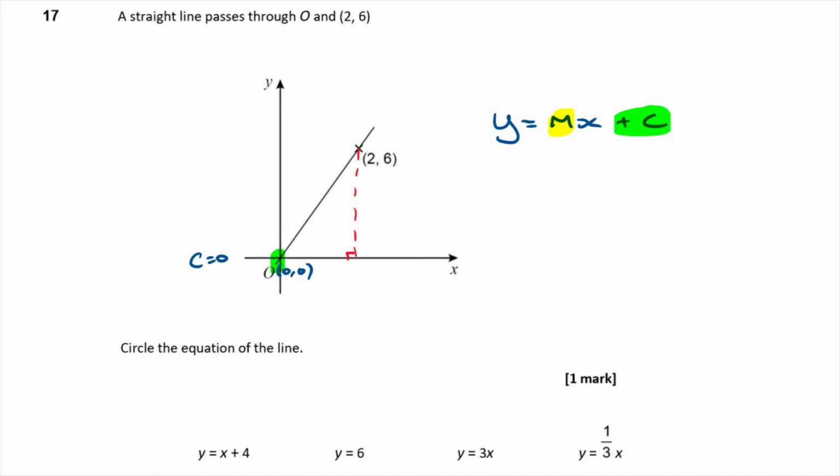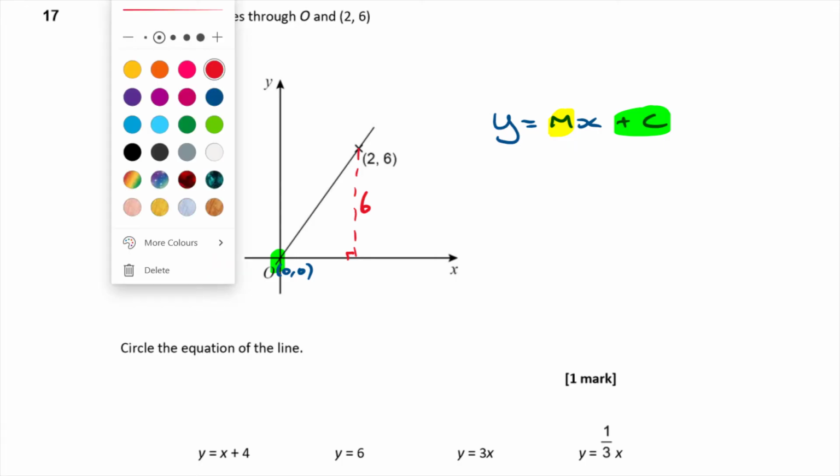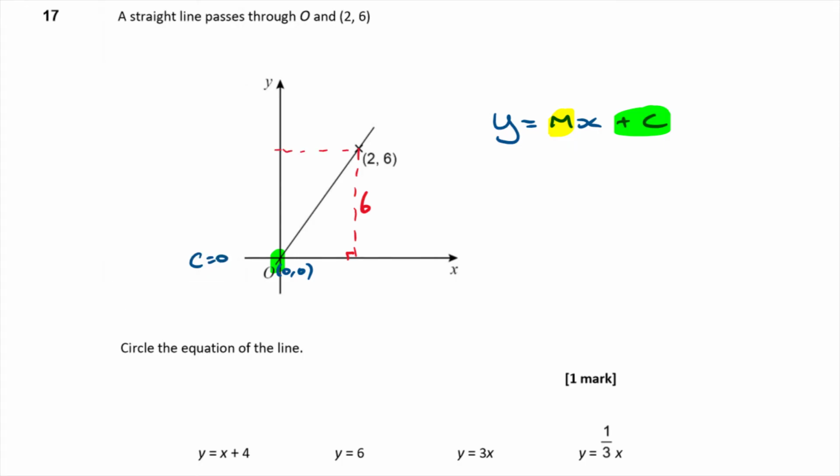So how long is this line first of all? It goes from 0 to 6, so that's going to be 6 units tall, isn't it? It's the y coordinate I need. This height here is 6. And then this value here is 2 on the x-axis, which means this length is 2. So the gradient m is change in y, 6, divided by change in x, 2, which gives me a gradient of 3. So m is 3, and the equation of this line is y = 3x. So let's circle this one.